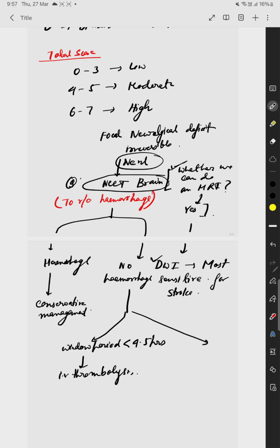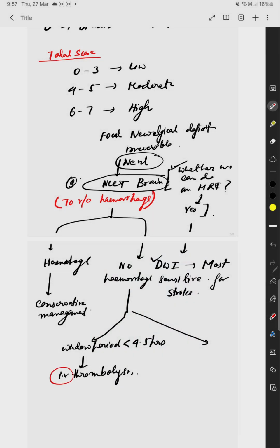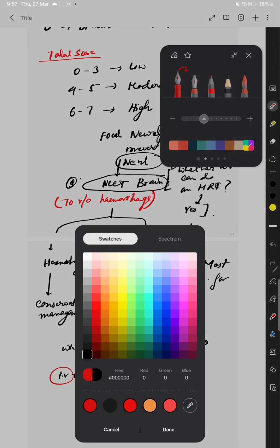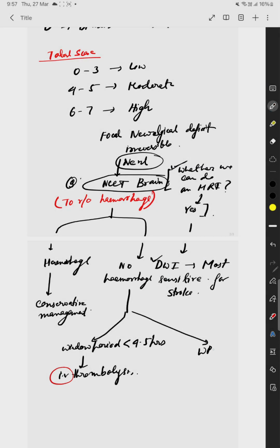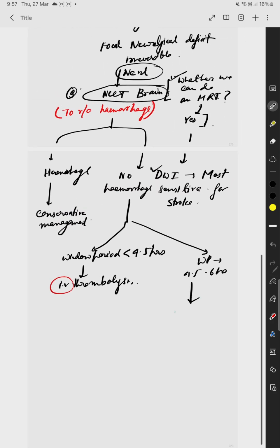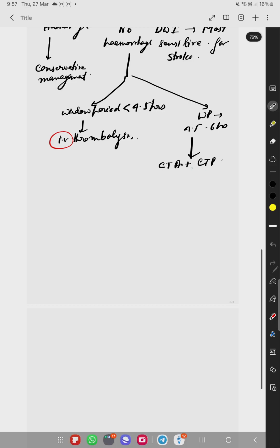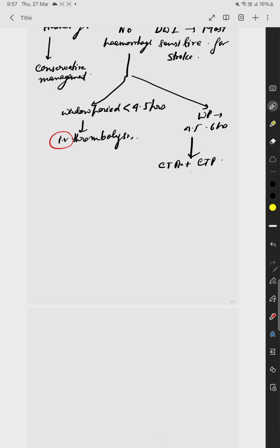Okay, now if the window period is in between 4.5 to 6 hours, then we do a CT angiography, along with a CT perfusion. Why are we doing this? Because we want to know whether there is any perfusion penumbra, right?